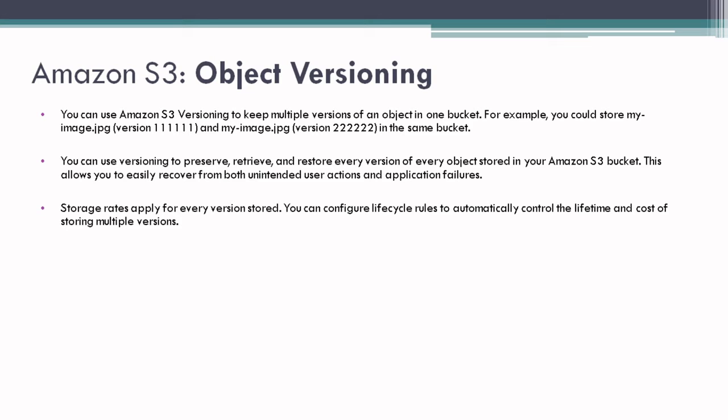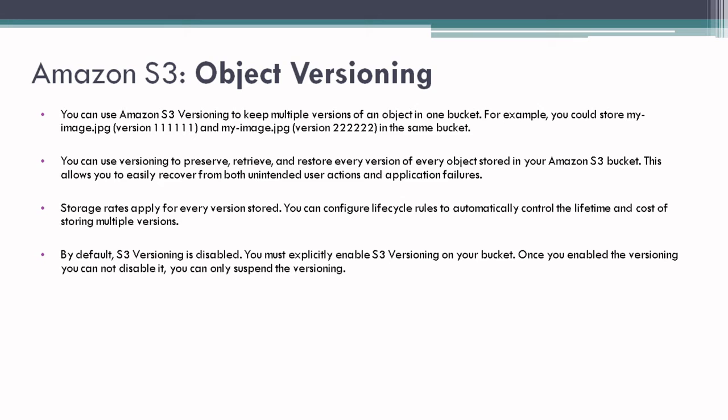In upcoming videos we will see how you can set the lifecycle rules for your Amazon S3 bucket and its objects. By default, S3 versioning is disabled. You must explicitly enable S3 versioning on your bucket. Once you enable versioning, you cannot disable it. You can only suspend the versioning. So by default, when you create a new S3 bucket, versioning is disabled. But you can explicitly enable S3 versioning anytime. If you no longer want to continue versioning, you can suspend it.